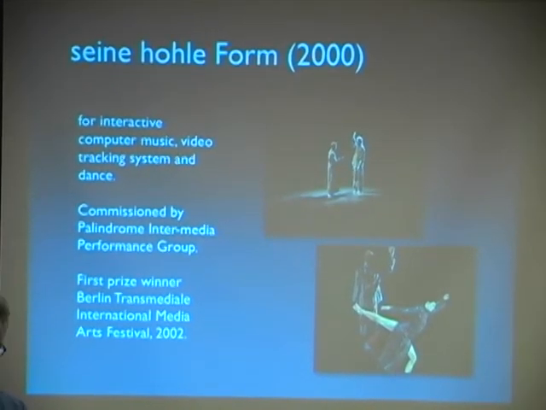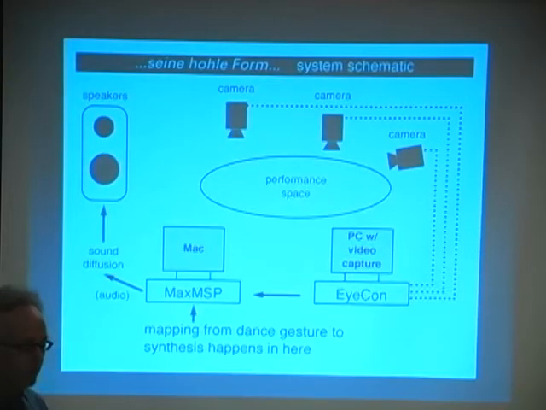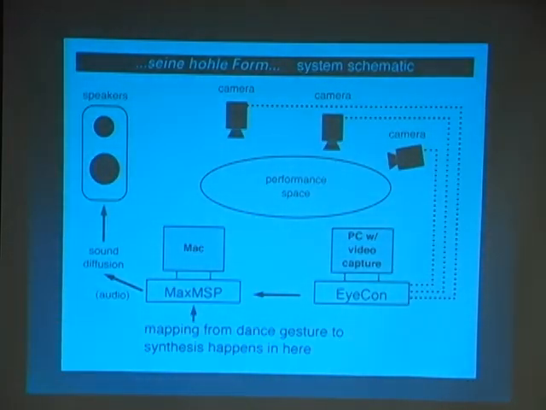tracking system. The basic schematic of the system looks something like this, where you have a couple computers, and there's some cameras, of course. The icon was running on a PC, and it's sending data via OSC over to this Macintosh, which is doing the audio. And so the idea is that there are multiple angles that are viewed of the dancers, and that the mapping of dance gesture to synthesis is happening, translating this data from the video tracking.